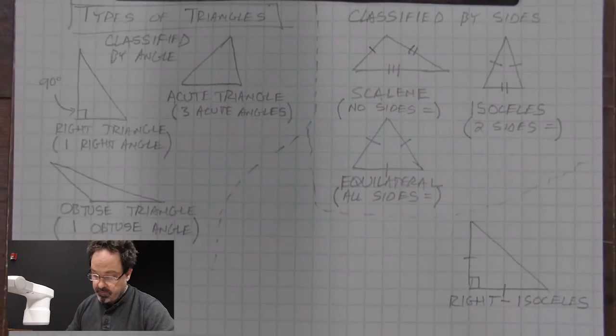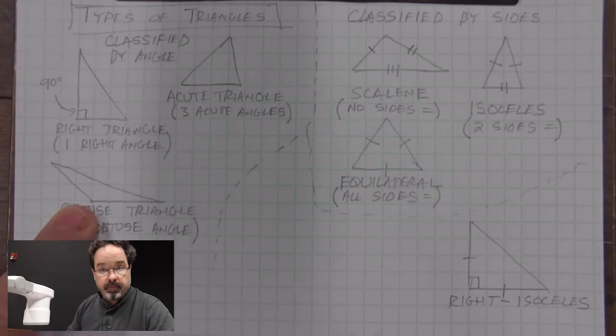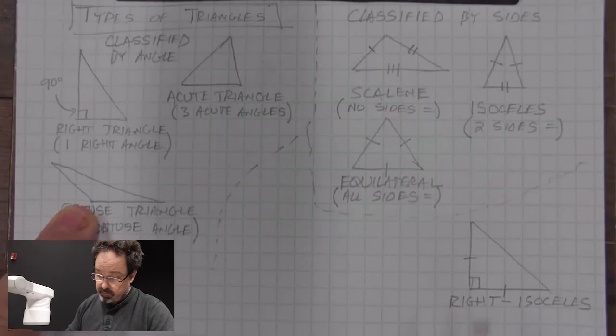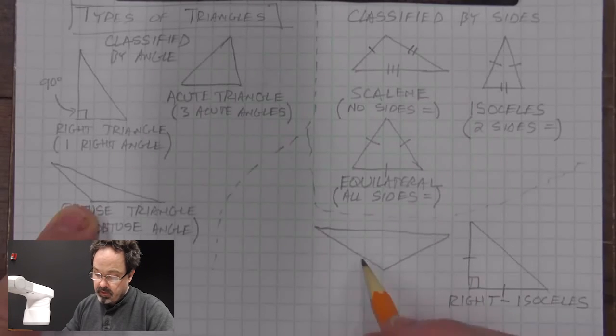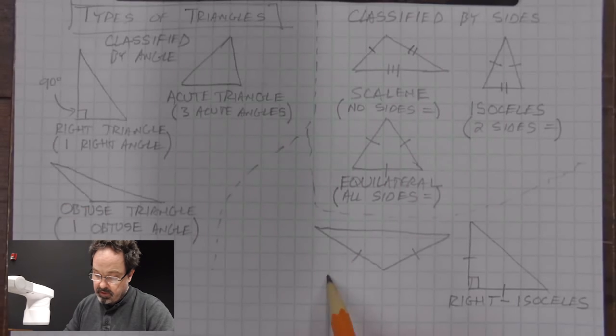We can make another combination. We could have an obtuse triangle that also has two equal sides. We can make a version of that. One obtuse angle, two sides being equal, and this would be an obtuse isosceles.